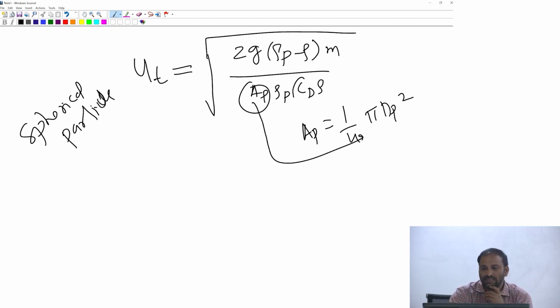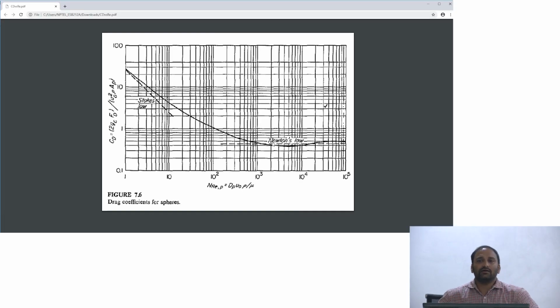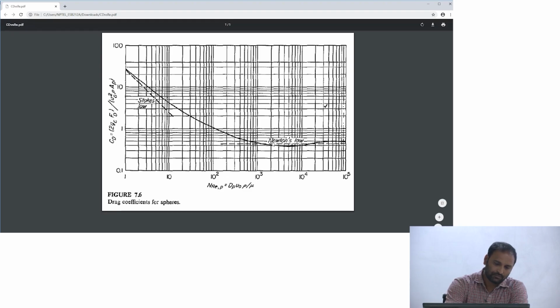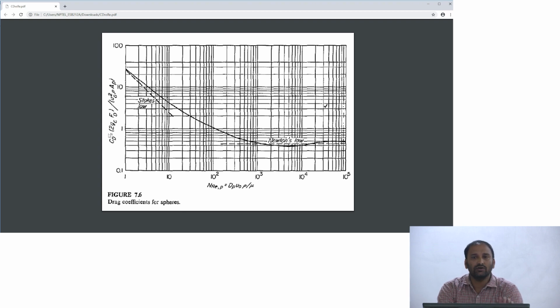And what about CD? People have done a lot of experiments and tabulated the results of the measurement of CD, which is the drag coefficient, as a function of Reynolds number. This is the CD that we've been talking about. That's your CD on the y-axis, and your x-axis is the Reynolds number. It turns out that if you look at this plot, there are two limiting cases.